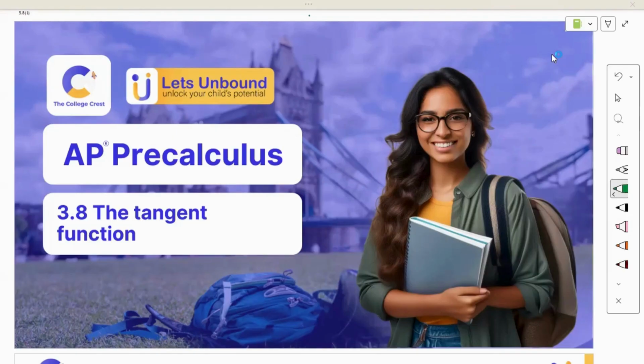So in this lesson, we are diving into one of the most important trigonometric functions, that is the tangent function. We will explore how it behaves, the transformations, the general form of the function, including all the transformation effects, and how to analyze its properties using real AP style reasoning. So grab your notes, graphing calculator, and let's master tangent together.